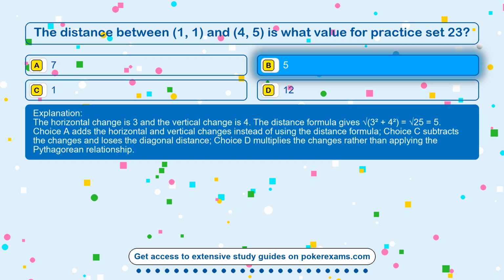The horizontal change is 3 and the vertical change is 4. The distance formula gives the square root of 3 squared plus 4 squared, which is the square root of 25, equals 5. Choice A adds the horizontal and vertical changes instead of using the distance formula. Choice C subtracts the changes and loses the diagonal distance. Choice D multiplies the changes rather than applying the Pythagorean relationship.